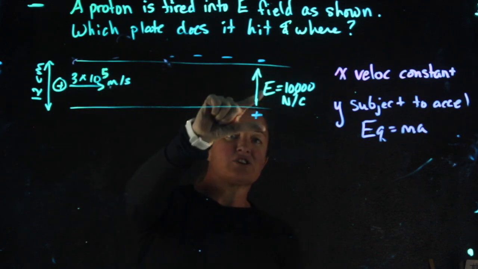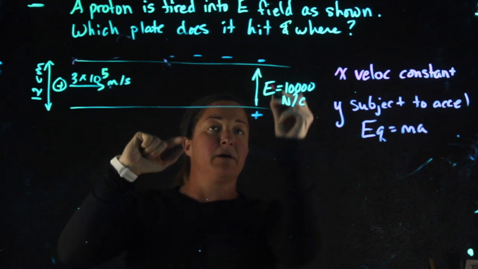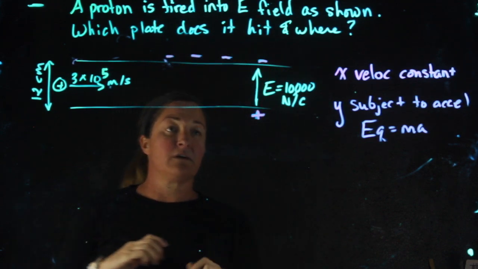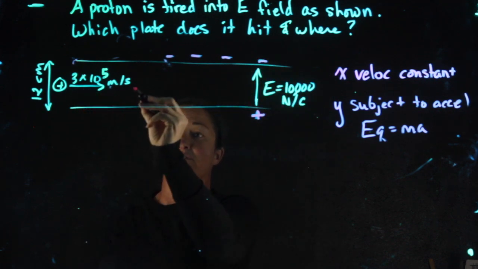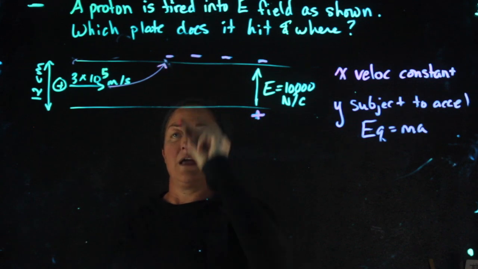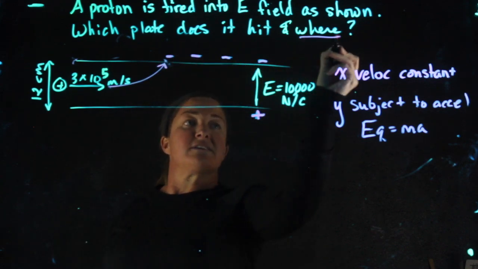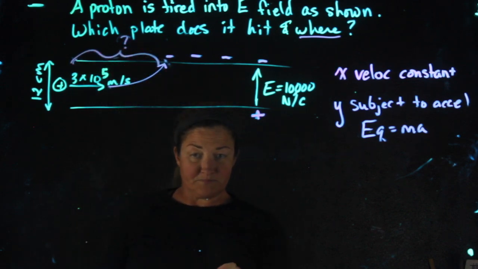I'm going to look at the direction of the electric field. By knowing the direction of the electric field is up, I know that this is the positive plate and that's the negative plate. Since I know that that's the negative plate, I know that's the one the proton will be attracted to, and it's going to follow a path like so. When I say where does it hit, I want to know what this distance is.